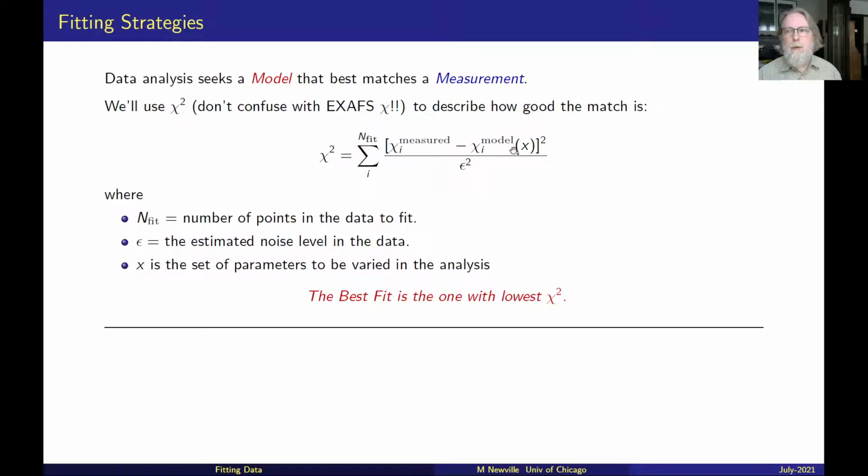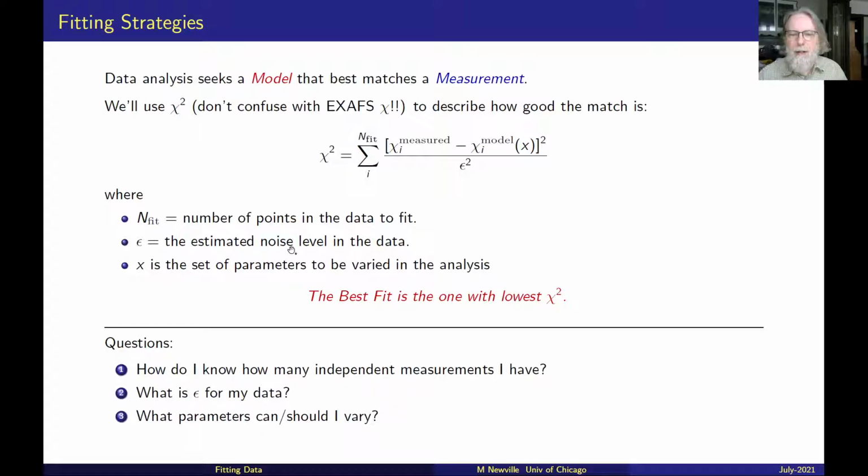And the fit will try to adjust the parameter values, here x, each of them, until chi-square is as low as possible. So the best fit is the one with the lowest chi-square. And we have a number of fitting points, an estimate of the noise level, and x is the parameters to be varied in the analysis. So the questions you might ask are, how do I know how many measurements I have? What is epsilon, and what are the parameters I can or should vary?